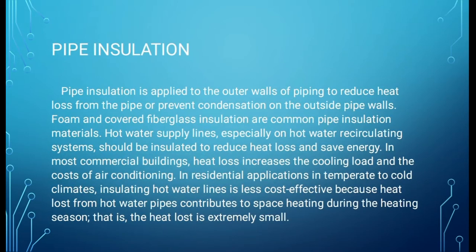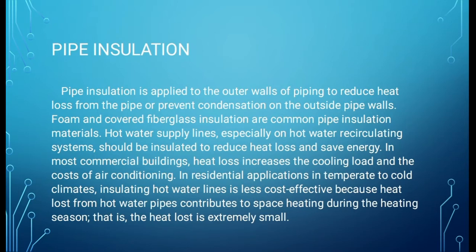Next is pipe insulation. Pipe insulation is applied to the outer walls of piping to reduce heat loss from the pipe or prevent condensation on the outside pipe walls. Foam and covered fiberglass insulation are common pipe insulation materials.